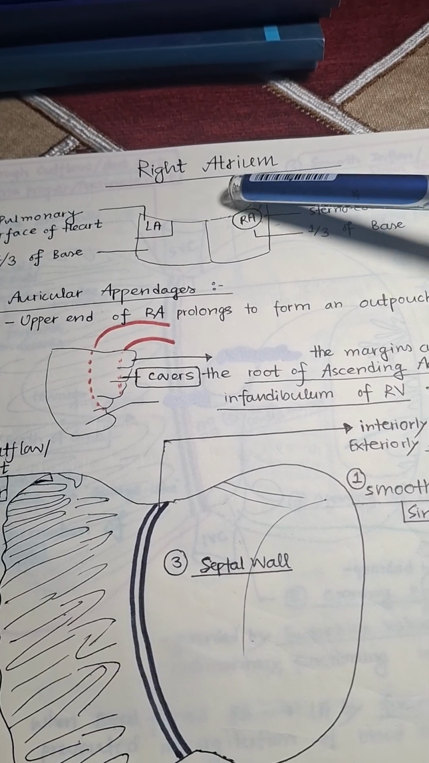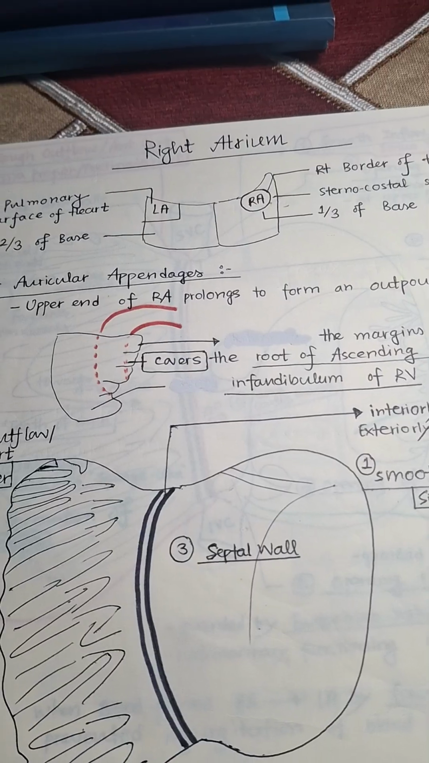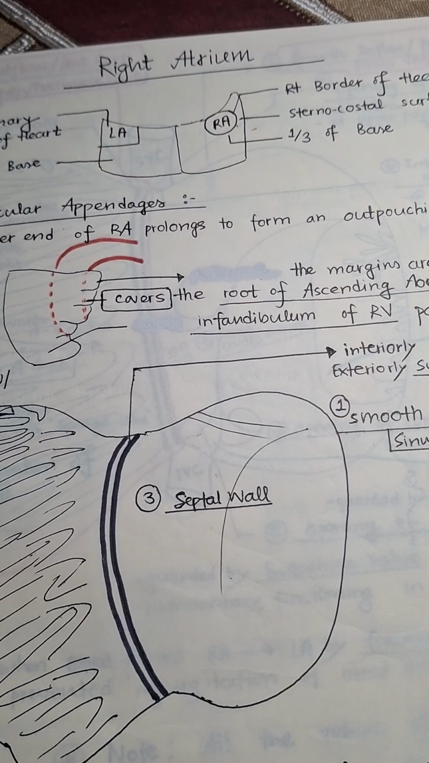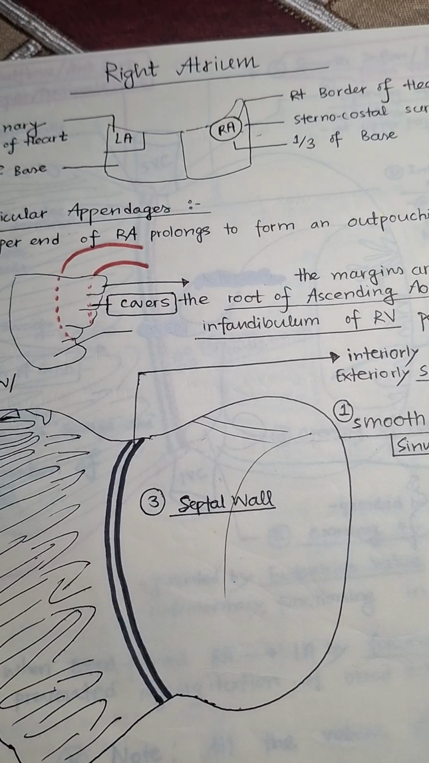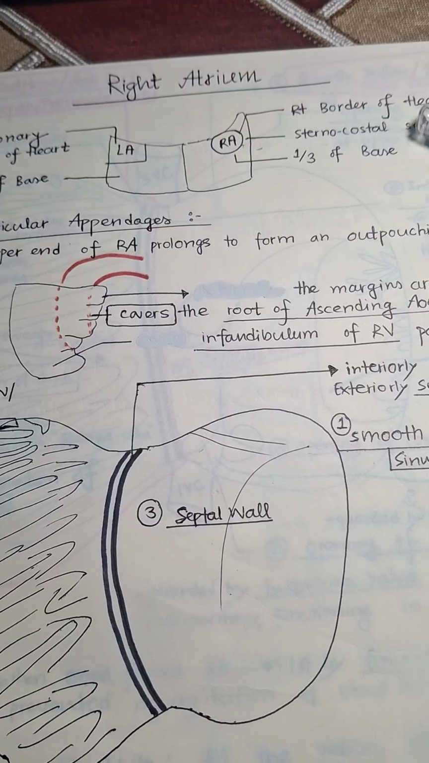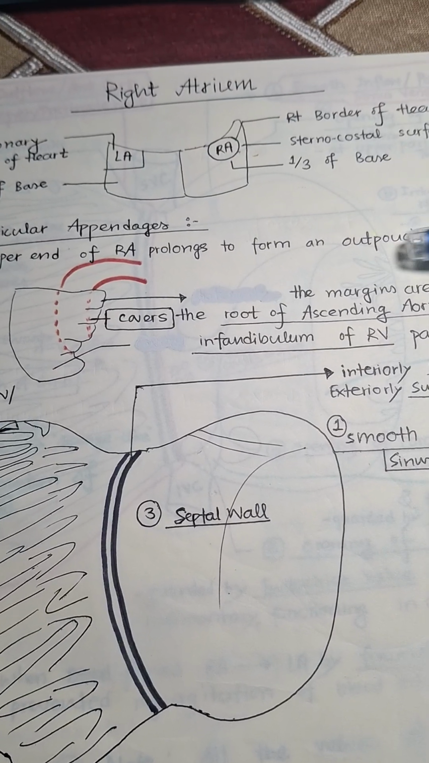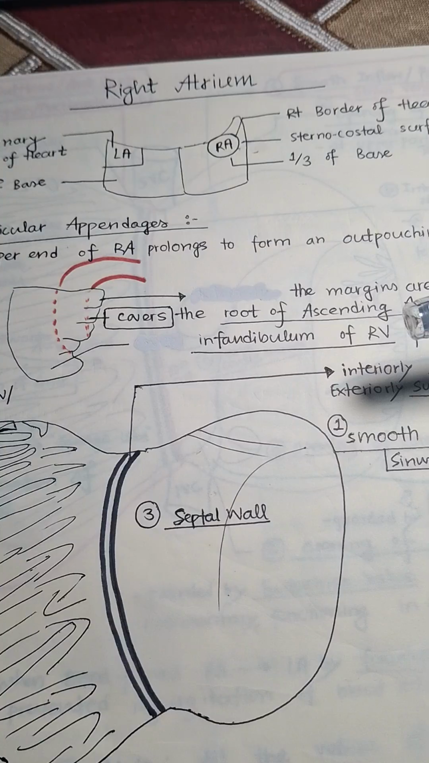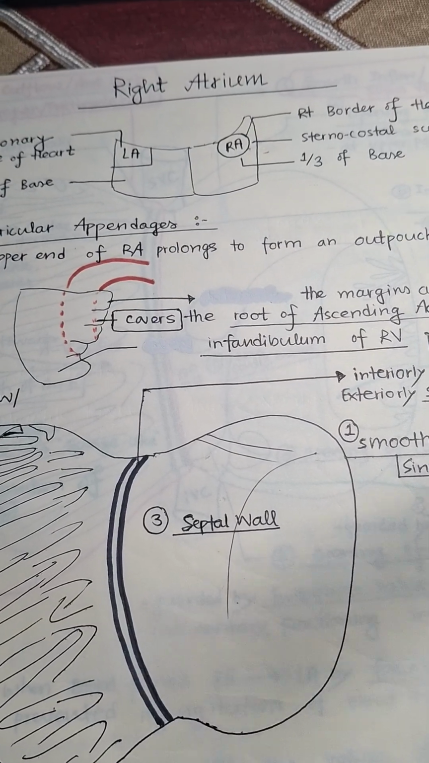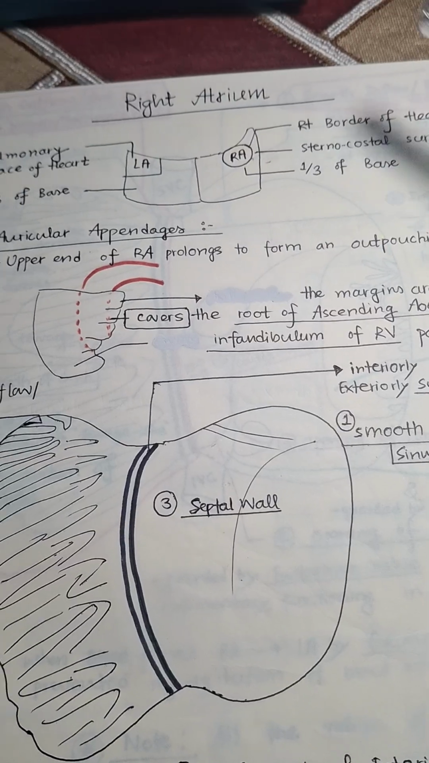After that, in front there is the sternocostal surface, and it also contributes there, because 2/3 is mainly formed by the right side and 1/3 by the left side. At the right side there is the right atrium, and obviously that forms this. After forming these three, one border, one surface and also the base, it also has some characteristic features.